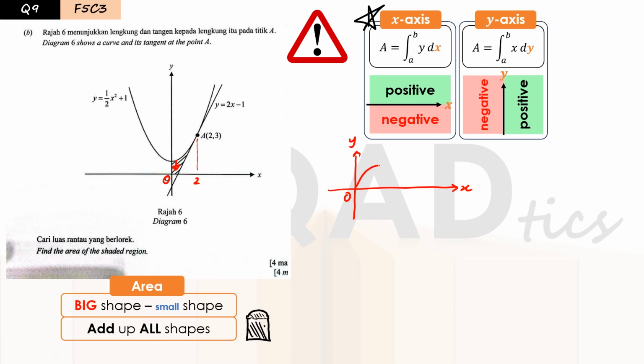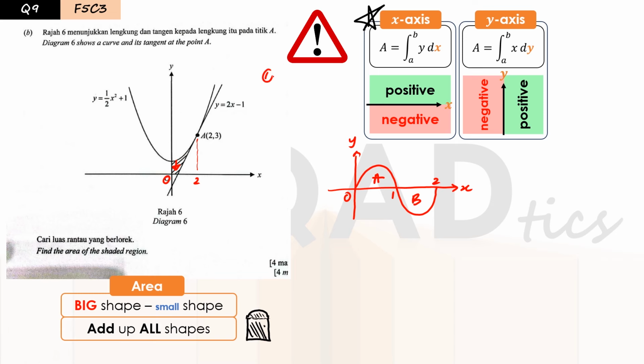So the questions that we need to be careful would be something like this. There are areas above the x-axis, which is region A, and areas which are below the x-axis, which is region B. So let's say the question tells us to find the total area of A and B. How are we going to do it? And let's say here the value is 1 and here is 2.